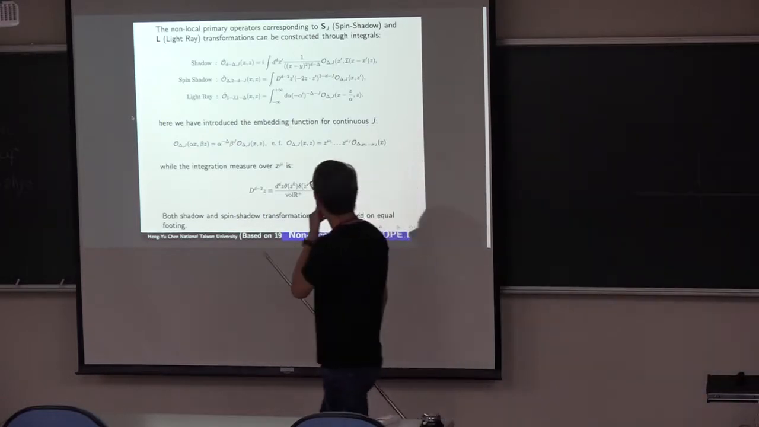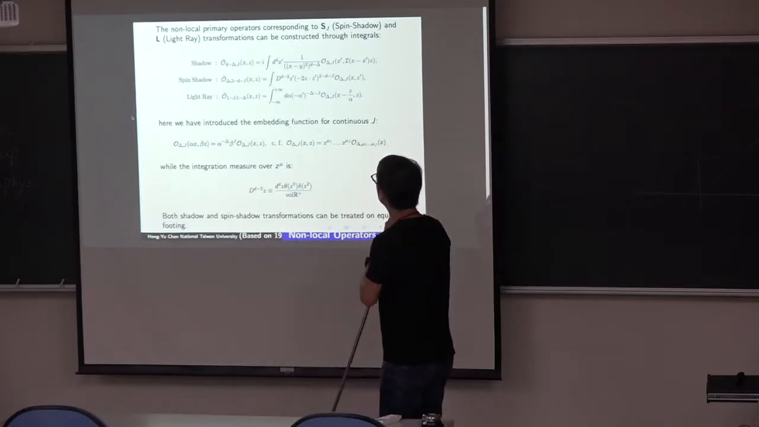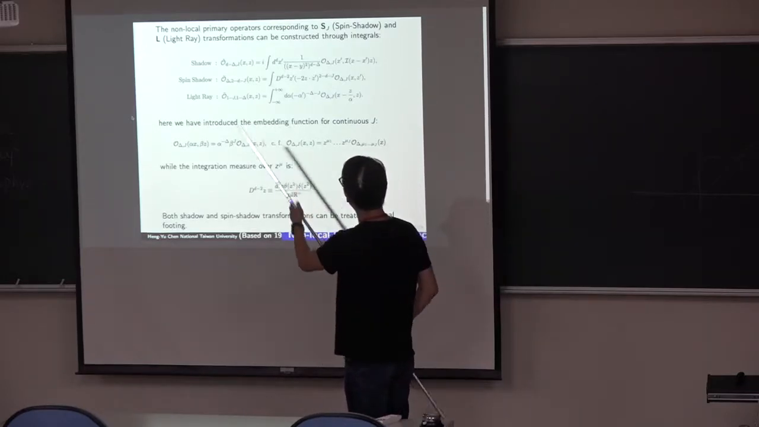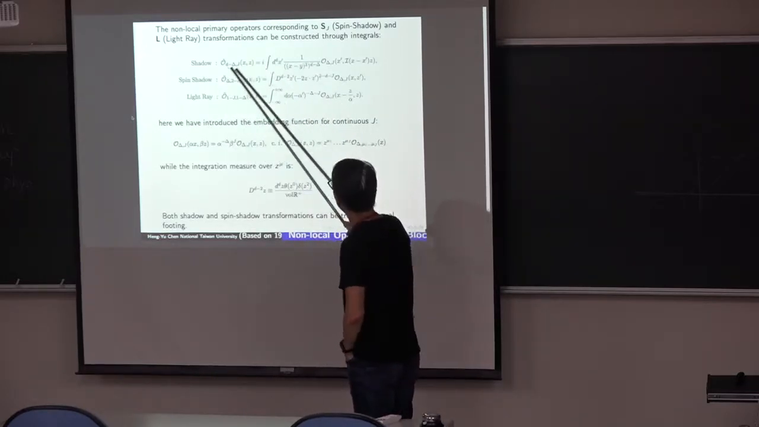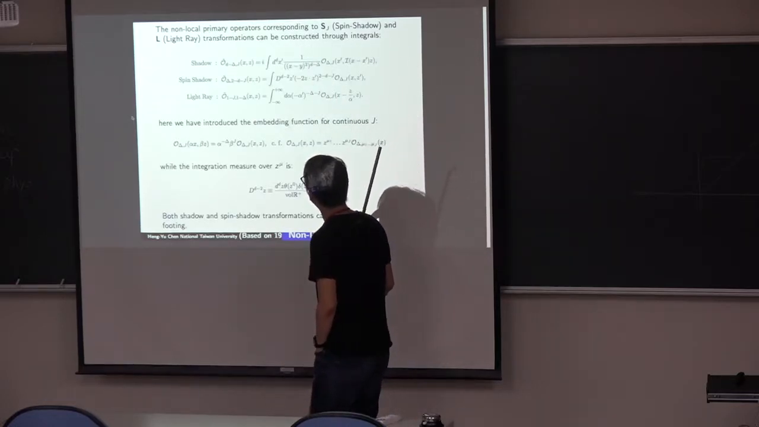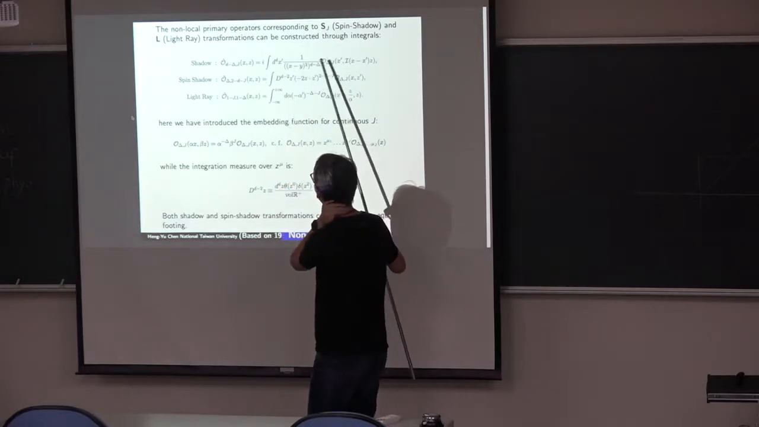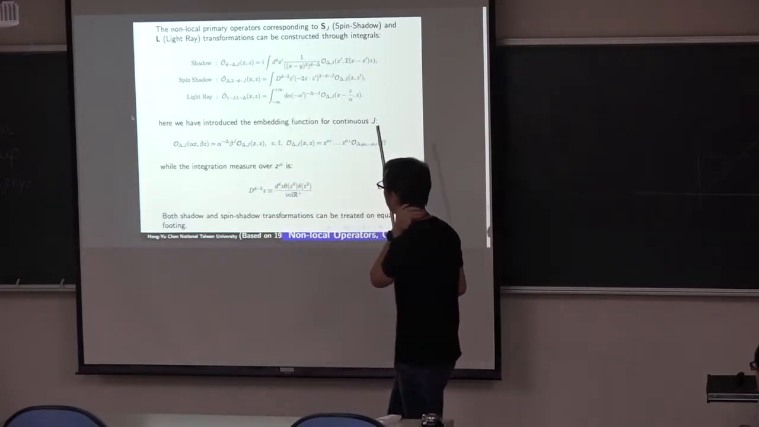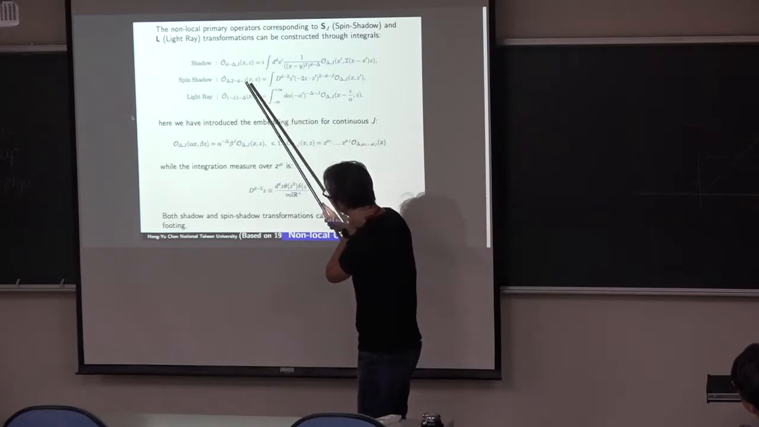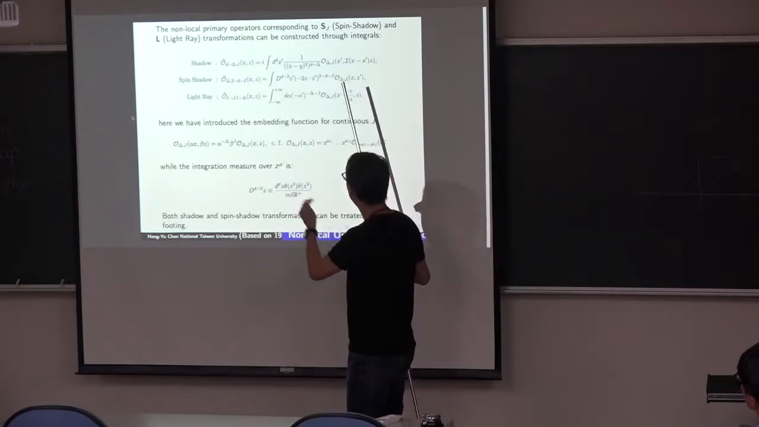Okay, but anyway, what's the corresponding linear map for all these transformations? The first one I'm just writing down, taking the Wick rotation from Euclidean to Lorentzian for completeness. This is the shadow transformation in the Lorentzian signature. And the second one is more interesting. That's the spin shadow, which corresponds to the SJ just now.